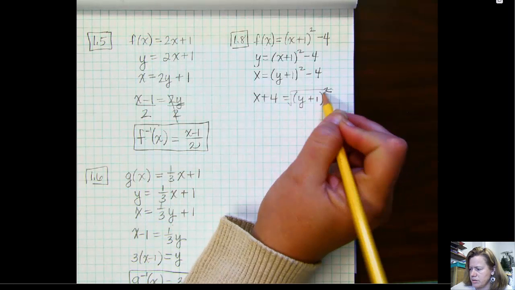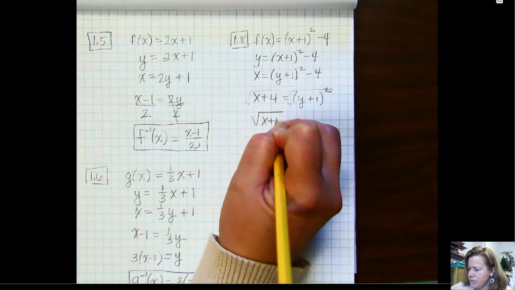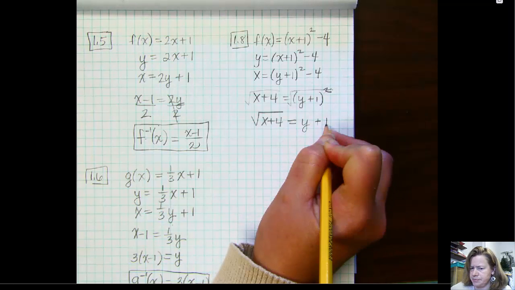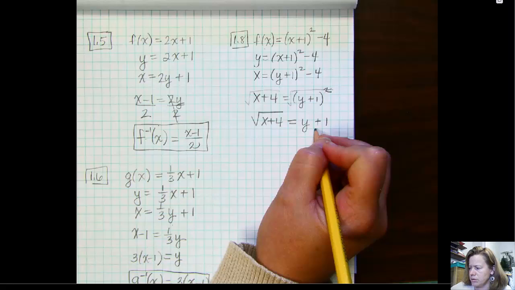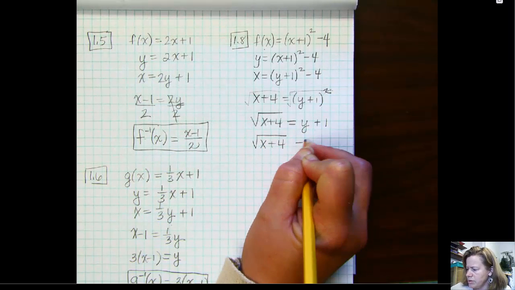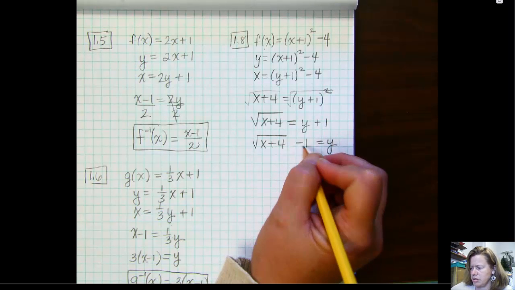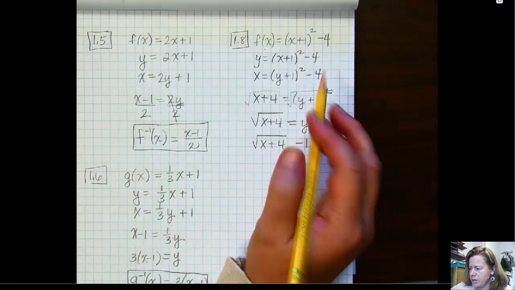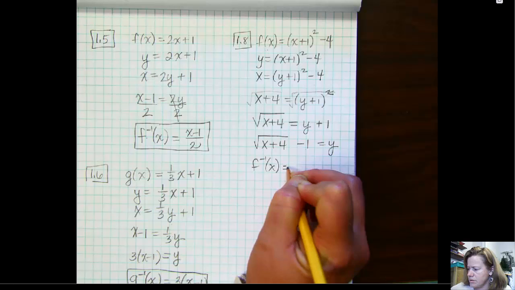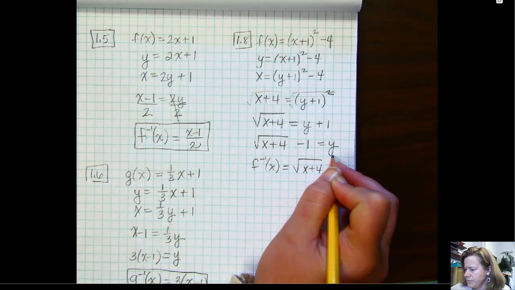That cancels that squared out. So the square root of x plus 4 equals y plus 1. And then finally, to get y alone, I subtract 1. So the square root of x plus 4, minus 1, equals y. Because minus 1 is obviously not under the square root symbol. Inverse notation: the inverse of f of x is the square root of x plus 4 minus 1. And you are all set.